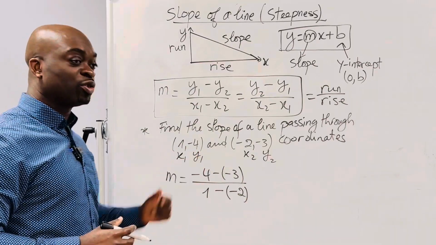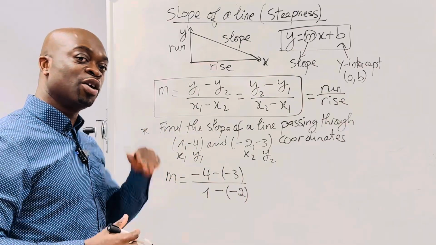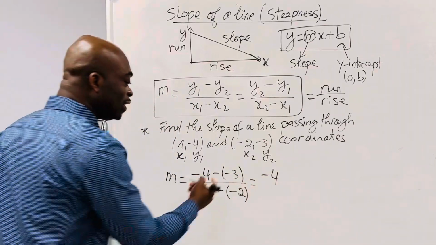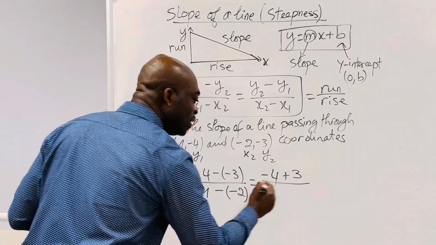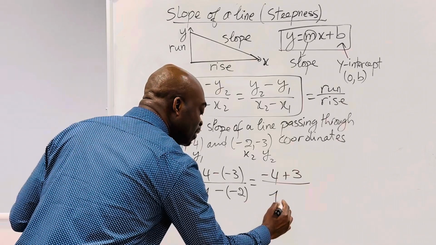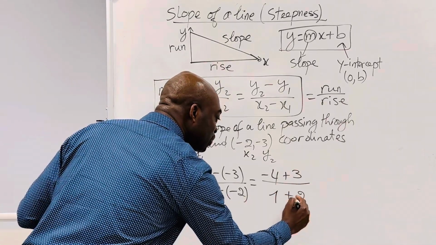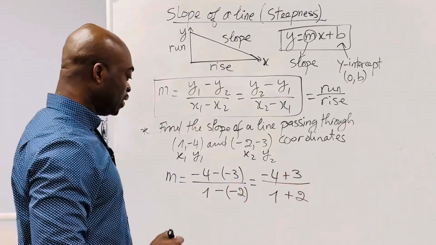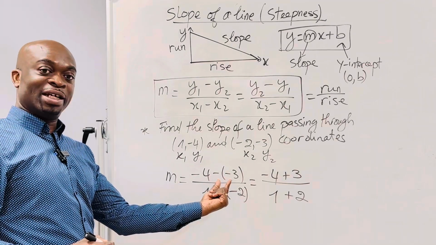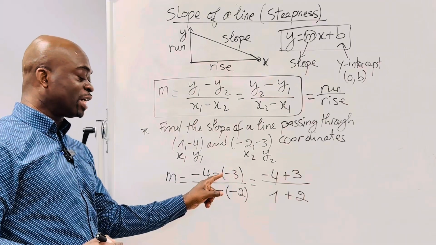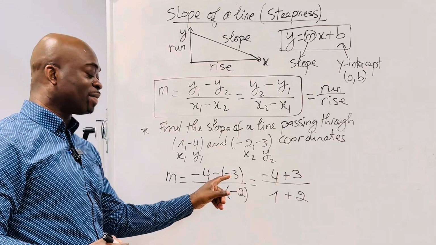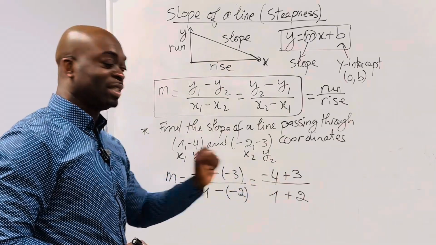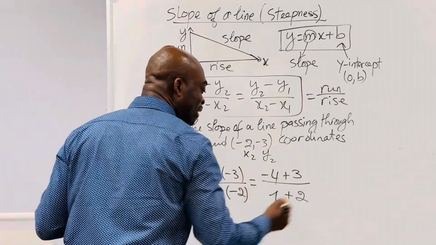Now, we're going to do the operation on the top and the bottom. As you can see, we have the y on the top and the x at the bottom. So now we have -4, and negative and negative will give us what? +3. And then we have 1 here, and negative and negative will give us +2. So we have -4 plus 3 over 1 plus 2. The sign is that way because there's multiplication between the two of them. It's like -1 times -3, we get +3, and -1 times -2, we get +2.